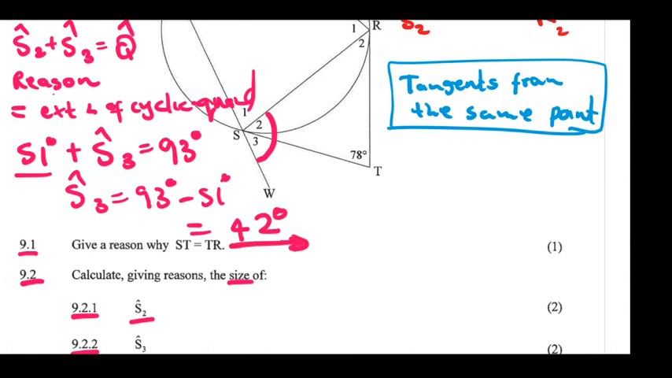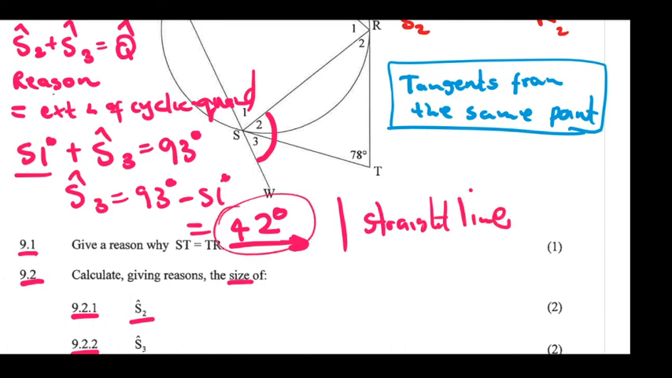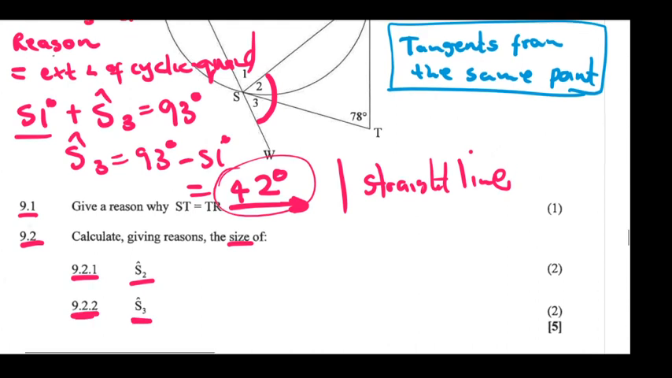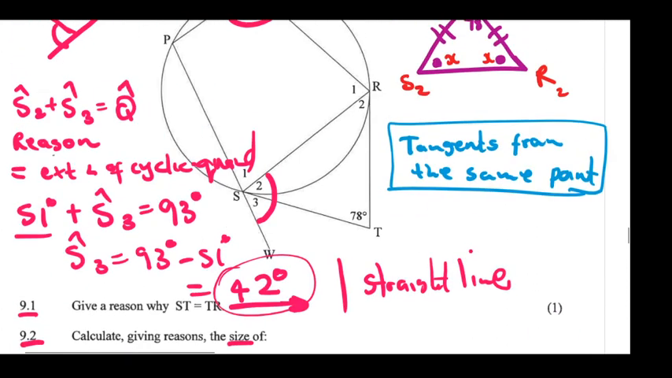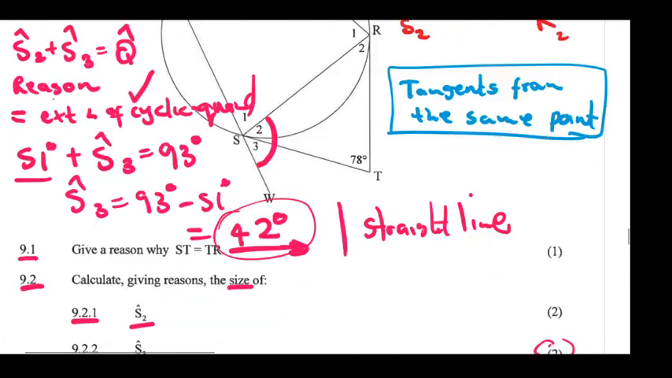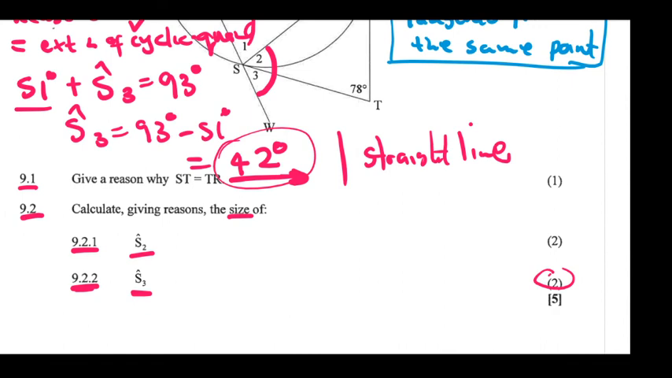So yeah, you can leave it here, or you can just write down the reason for this. You can just say straight line if you want, but the last mark comes from just identifying this angle. Why am I saying that? It's because it's 2 marks, and the other mark comes from just identifying that this is an exterior angle of a cyclic quad. So this is just a short question. It is nothing much.